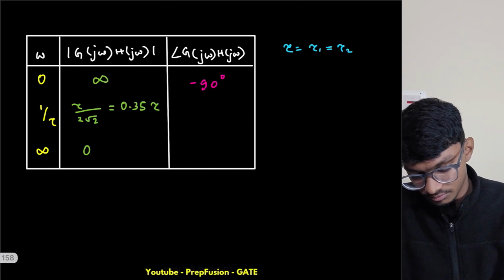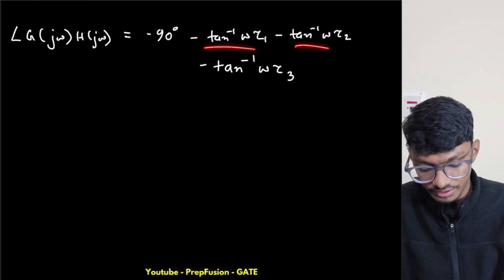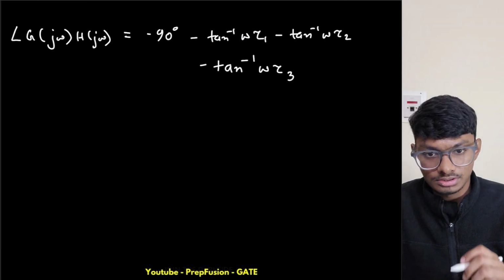And what is it at 1 by tau? It is 45. So it is minus 135.